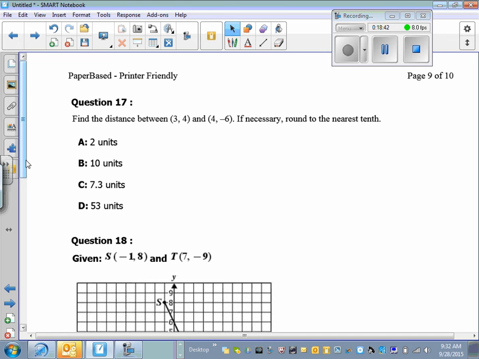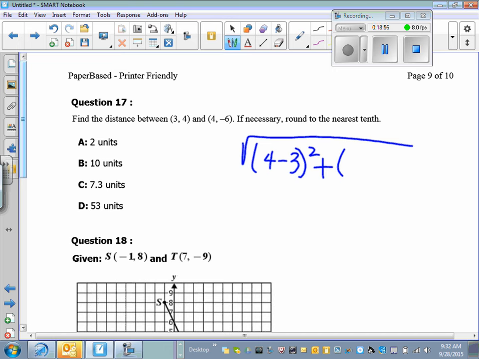Number 17 is find the distance between the points, and if necessary, round to the nearest tenth. So this is again distance formula, so I can use the distance formula. So I'll do x2 minus x1 squared plus y2 minus y1 squared, labeling x1, y1, x2, y2. That's how I got 4 minus 3. Then I'll do negative 6 minus 4 squared. Then you can solve it.